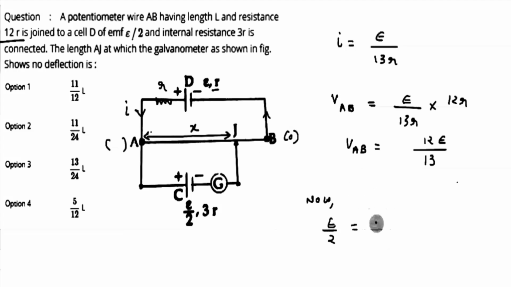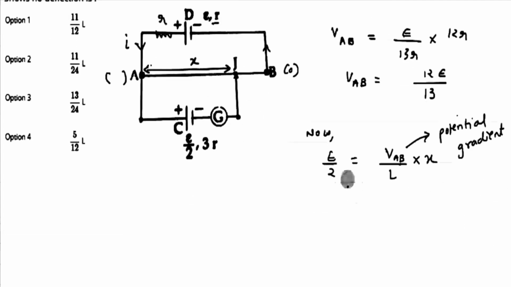Epsilon by 2 will be equal to the potential gradient, that is, the potential drop across this section is V_AB by L, multiplied by, across AJ, the length X. This is known as the potential gradient, or it is sometimes denoted with the letter K. So the potential across both of these is the same, so we are just equating it. The potential across AJ will be V by L into X.